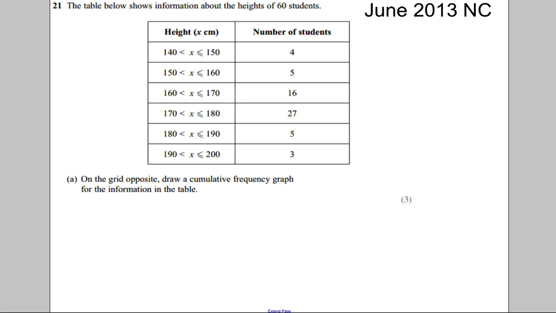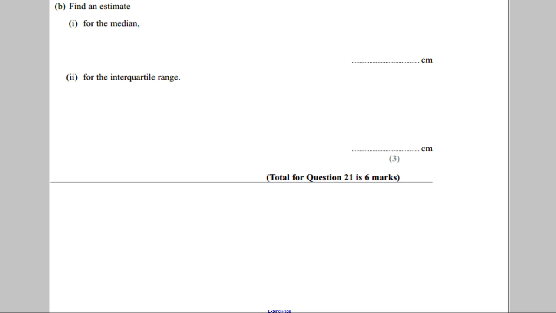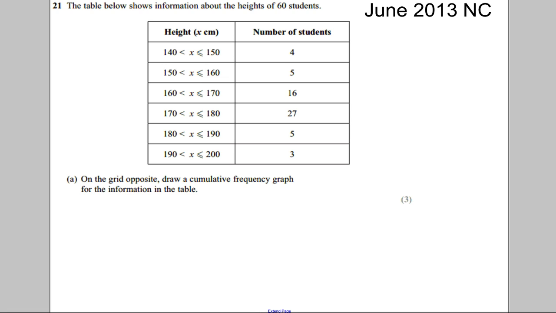Okay, next question. Again, it's going to ask you to draw the cumulative frequency graph from that, and then it says find the median and the interquartile range. Okay, and that's our last question. So you may want to pause it now. I'm going through in 5 seconds. Okay, so let's go through this one, very similar to the old ones.